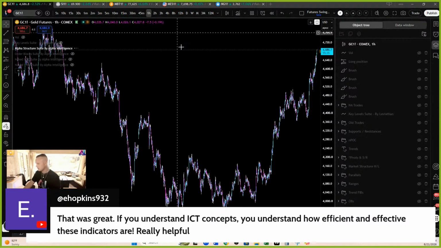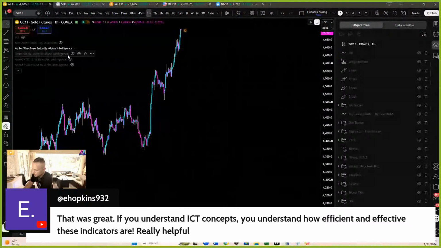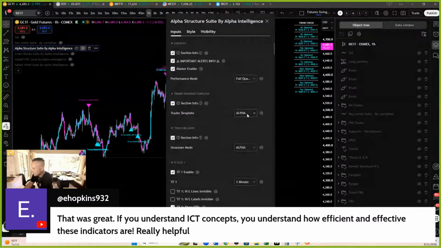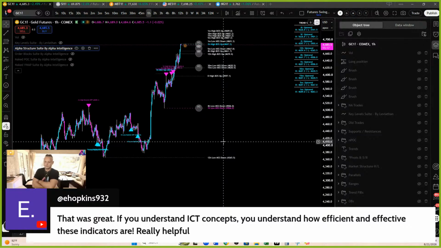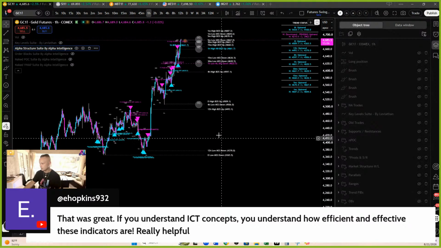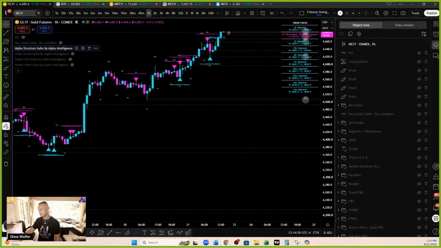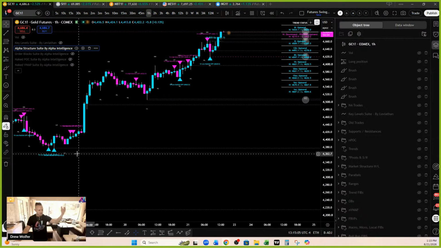Let's just zoom in. So, alpha structure, okay? You can come into the settings and you can actually put it on ICT market structure and watch what happens. Just give it a couple of seconds. Bang. Now you have ICT market structure. Obviously, in my opinion, my market structure works better. It's called alpha structure. Alpha mode is way more reliable than ICT. But hey, if you want to trade ICT, go ahead and do it. You can do it with the alpha structure.